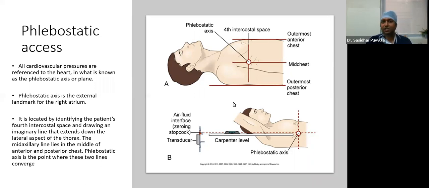How can you locate the right atrium superficially? The fourth intercostal space in the mid-axillary line is considered as the phlebostatic point, and the horizontal axis that is passing through this plane is considered as the phlebostatic plane. All your transducers, especially the stopcock of your transducer, should be at the level of your phlebostatic axis for you to get an accurate value, and all the pressures are given in reference to your right atrium.